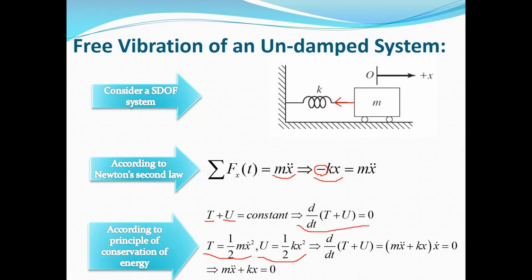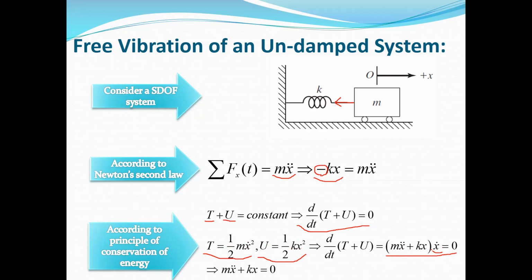So we can substitute into the energy equation, and the derivative of the summation of the kinetic plus potential energy with respect to time must be equal to 0. So we can conclude this equation. The derivative of T, or the kinetic energy, is 2 times half times m times x dot times x double dot, and the derivative of U, or potential energy with respect to time, is 2 times half times k times x times x dot.